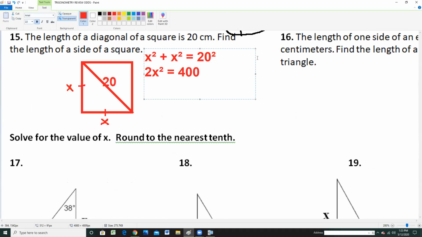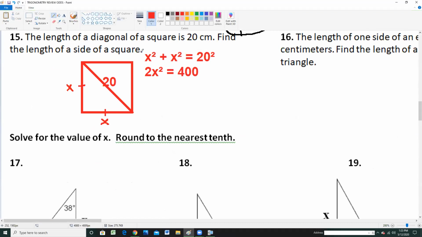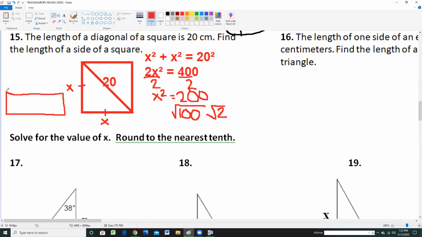All right. 20 squared is 400. Divide both sides by 2. So you get x squared equals 200. Now I'm going to flash back here to the days where you had to simplify radicals, because 200 would really just be 100 times 2. And the square root of 100 is 10. So you could actually just call your answer 10 radical 2 centimeters.